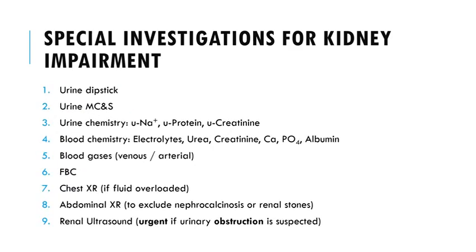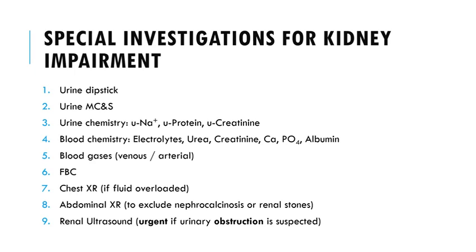So what special investigations are we going to do for kidney impairment? We've actually mentioned a lot of them before, but being the kidneys, obviously we start at the urine. So urine dipstick, urine MCNS. Other things you can send around the urine, things like your sodium, your urine protein, your urine creatinine. On your blood, you can do blood chemistry, so your electrolytes, urea, creatinine. Don't forget your calcium, phosphate, and albumin. Your blood gas, doesn't matter if it's venous or arterial, so you can look at your acid-base balance. Full blood count is important.